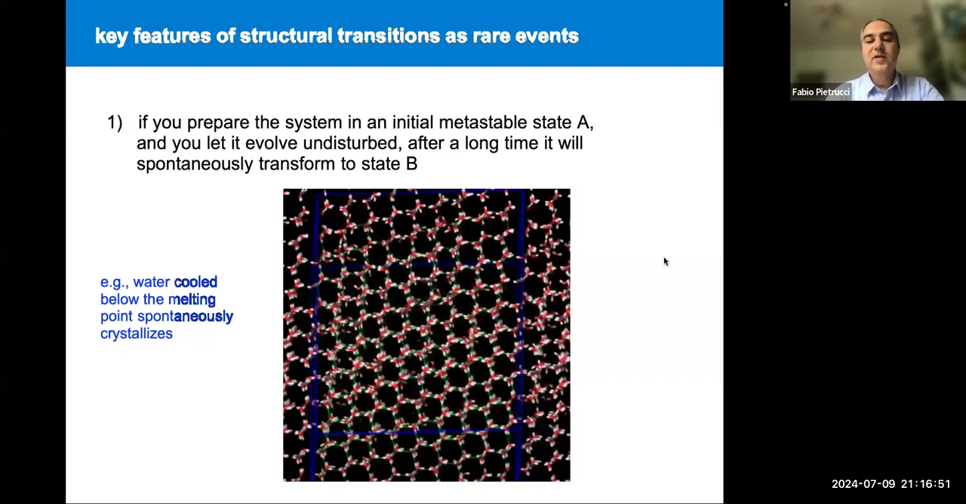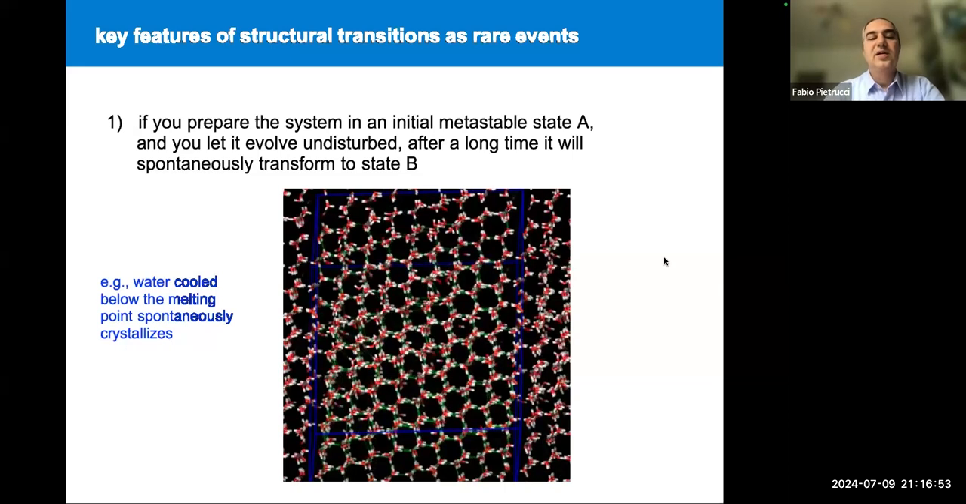Now, all these transformations, or at least a large class of these transformations, have this behavior, which is really an empirical observation. If you prepare the system in an initial metastable state A, for example, the liquid, this is the liquid below the melting point, and you let it evolve undisturbed, meaning you don't perturb it externally, you leave it at equilibrium, let's say. After a long time, it will spontaneously transform to B. So this is an empirical observation. It's a spontaneous transformation. We don't have to do anything special for it to occur.